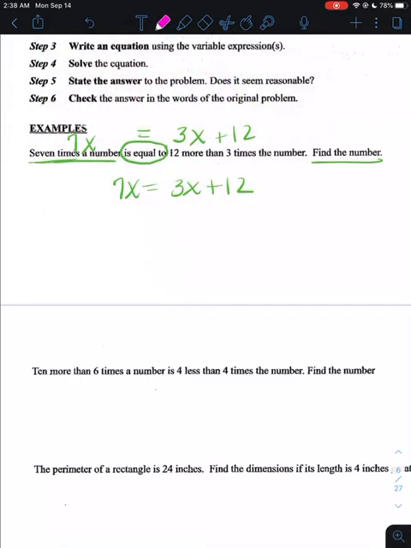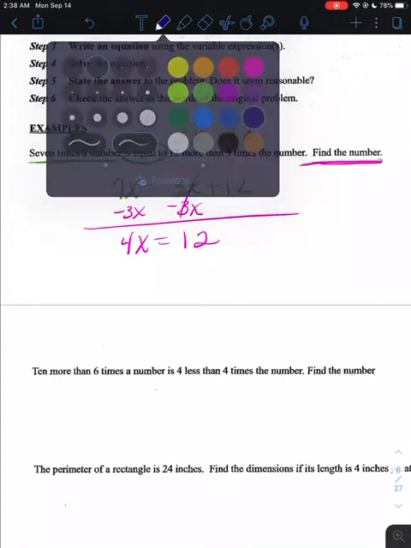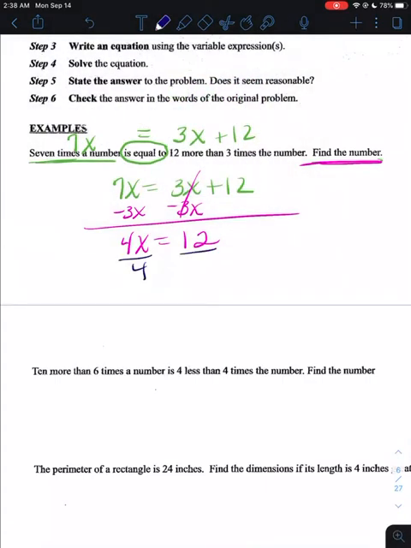So looking at this equation, again, I want to get x by itself. It says find the number. What is x? So I'm going to subtract this 3x from both sides. 7x minus 3x is 4x equals 12. To get x by itself, I need to divide both sides by 4. X equals 3. This is the number.